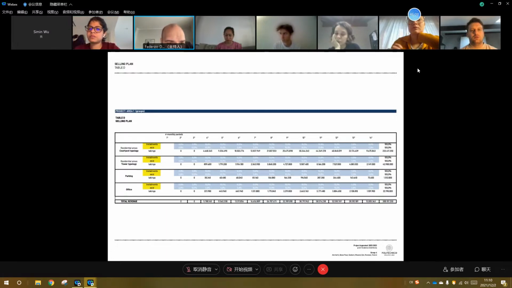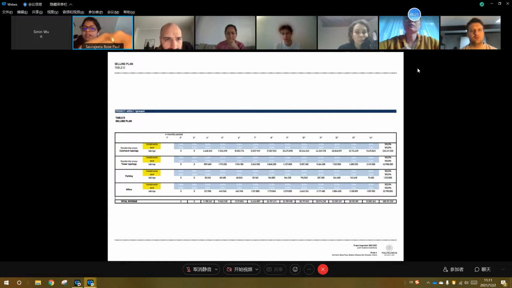In your case, is this a timetable that you have constructed, or is it taken from the example that you uploaded? It is taken from the example that you uploaded, but we have added our own things to it. We have divided the areas into residential, the tower, parking, and the office, instead of just residential and office.